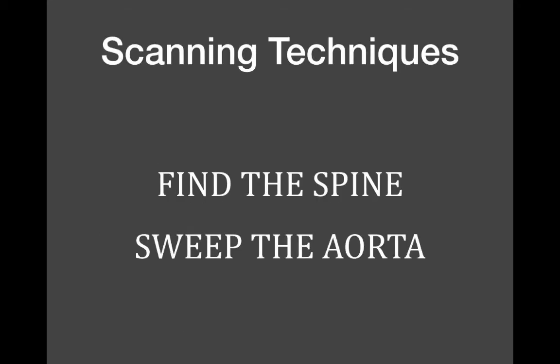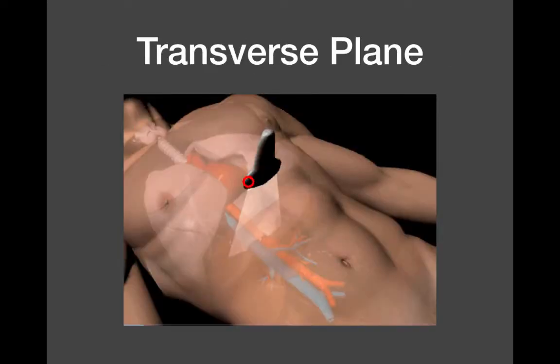So we're going to get into the scanning techniques here. The two things that I really want folks to focus on are finding the spine and sweeping the aorta. Okay, and we'll get into this in just a sec. Most of the time we're going to be using a curved transducer, curved linear transducer. There's a number of reasons for this. I'm not going to delve into it, but that's really the abdominal workhorse probe, as most of you already know.